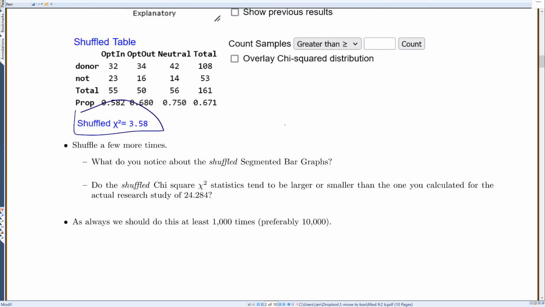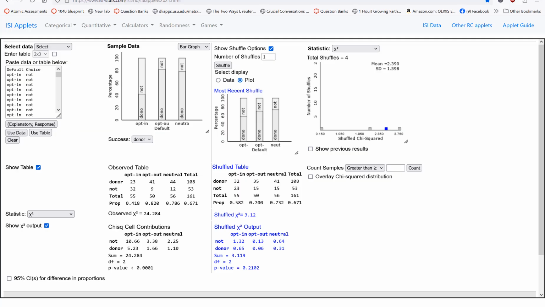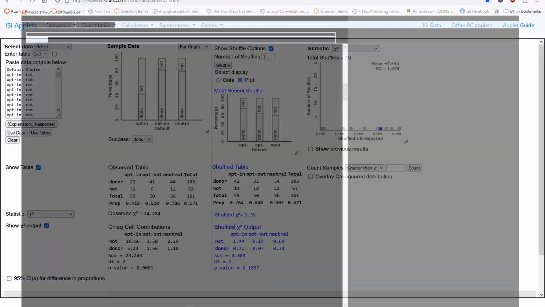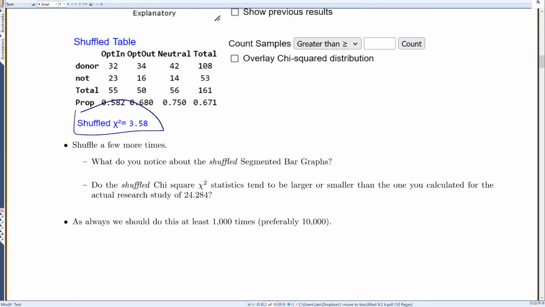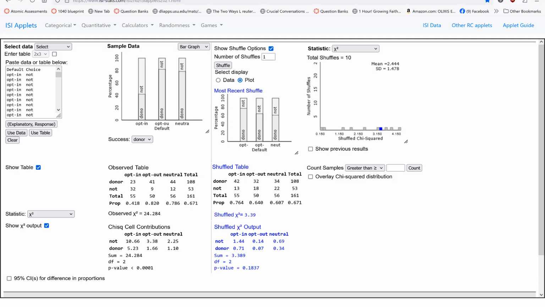Okay. So as we shuffled a few more times, what did you notice about the shuffled segmented bar graphs? Remember, all of these shuffled segmented bar graphs, if I keep shuffling, the bars are usually pretty close to the same height. What about the shuffled chi-square statistics? Are they usually larger or smaller than the one we got for the actual research study, which was 28.284? I've done it a few times. Most of them have been from about 0 to about 4.1. That's a lot smaller than the one we got in our actual data.